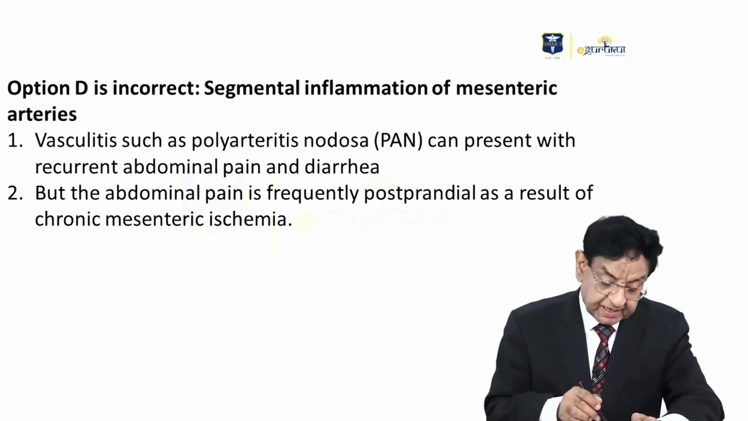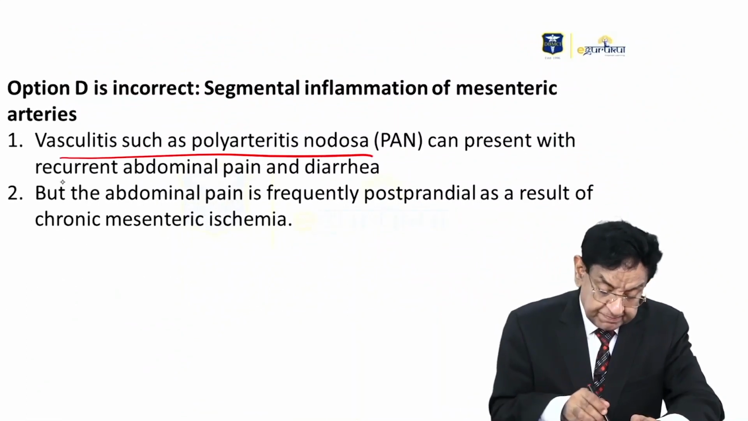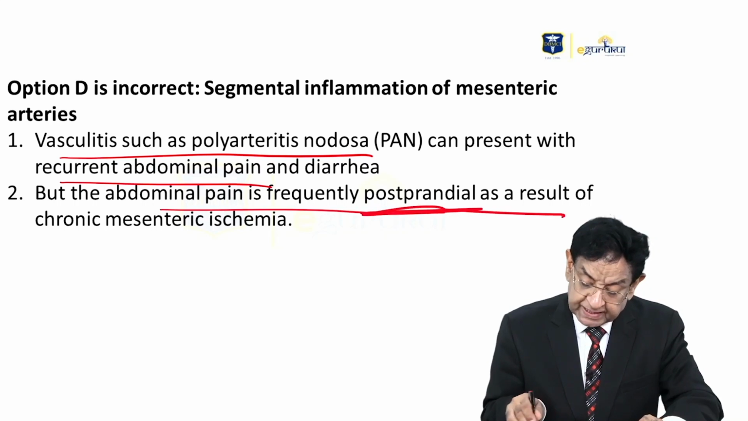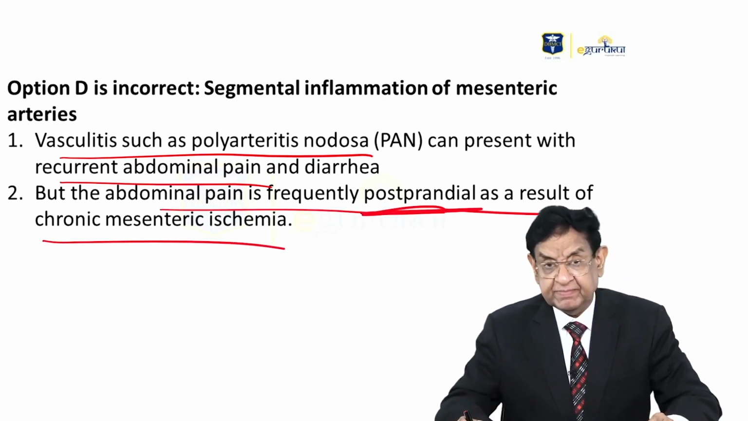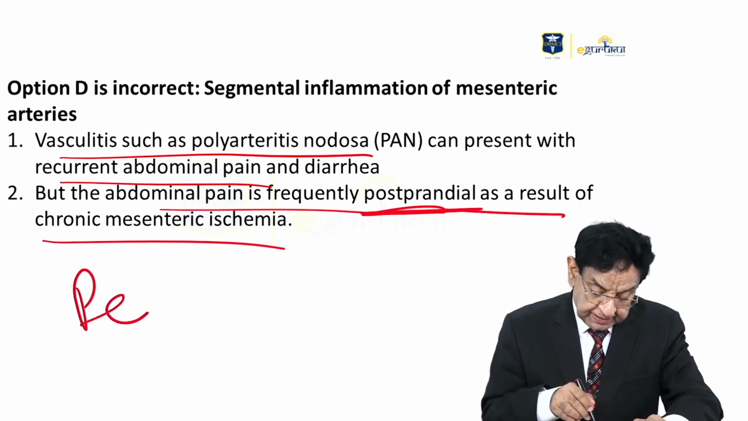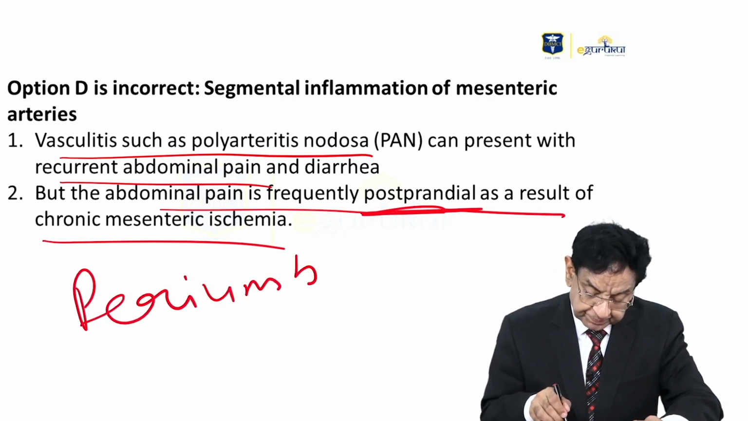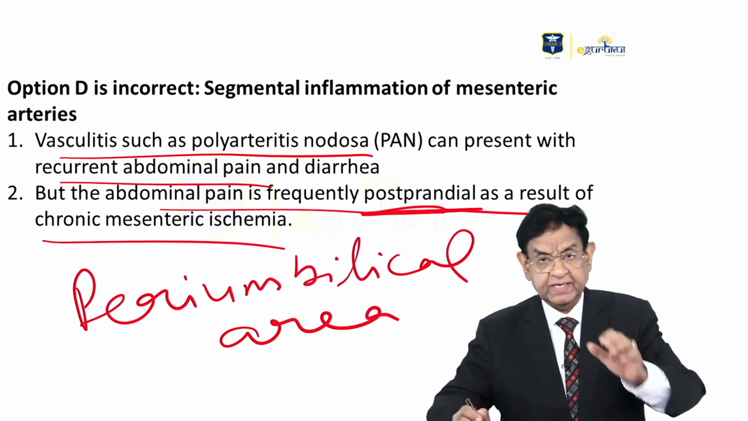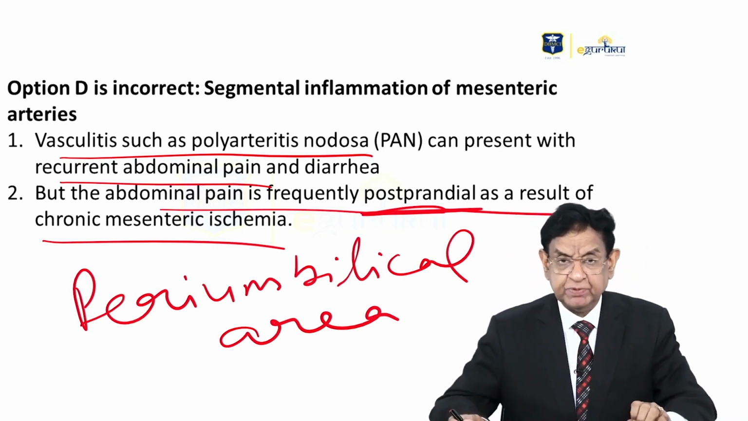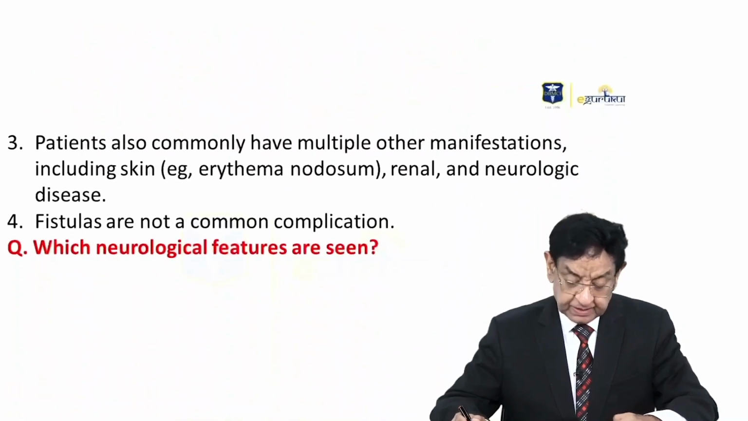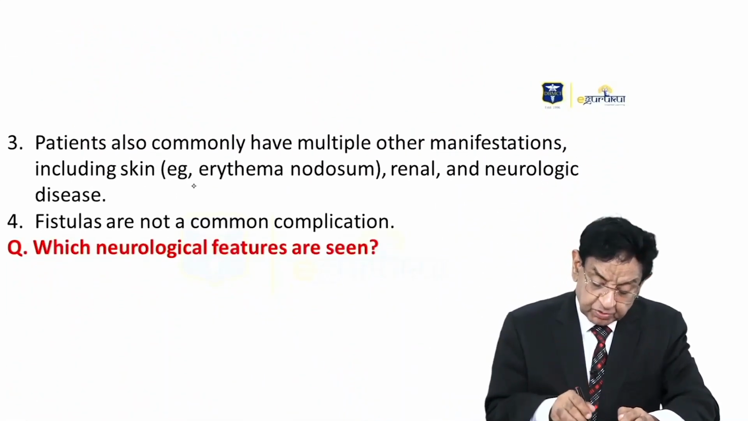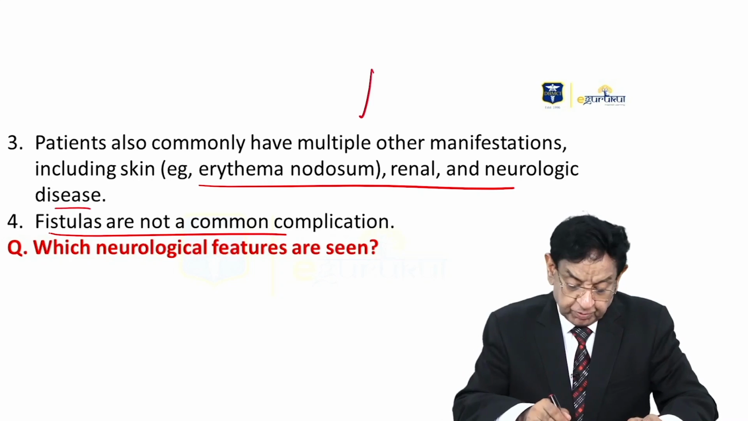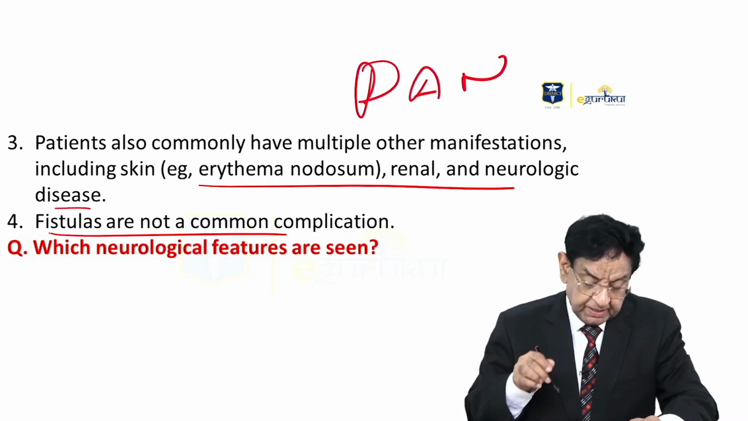Segmental inflammation of mesenteric artery, vasculitis like polyarteritis nodosa, can present with recurrent abdominal pain and diarrhea. But abdominal pain is frequently postprandial as a result of chronic mesenteric ischemia. This pain is usually in the periumbilical area, and classically the pain is out of proportion to physical signs. They have other features like erythema nodosum, renal and neurological features. Fistulas are not a common complication of polyarteritis nodosa.